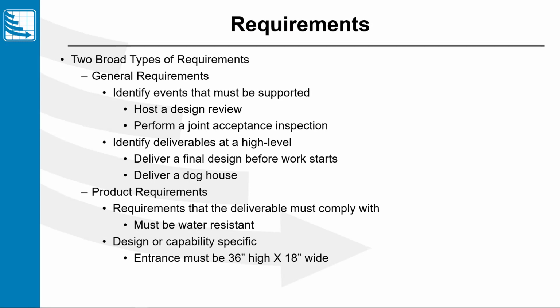Now, there are two broad types of requirements out there. We've got general requirements and we've got product requirements. Our general requirements are typically going to identify events that we've got to support, such as if we're designing a building, we may have to support one or more design reviews, or we may have to support some kind of joint acceptance inspection. We may be doing some kind of walkthrough inspections.